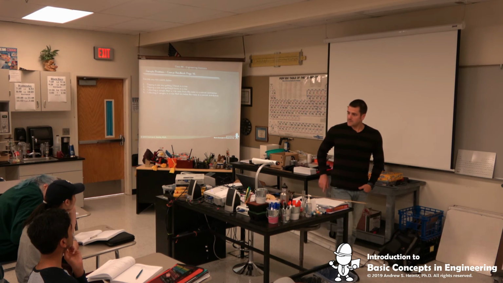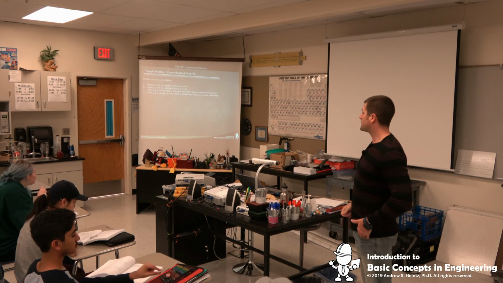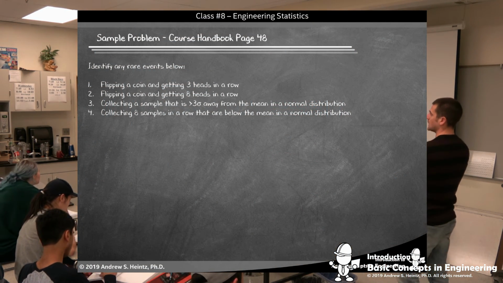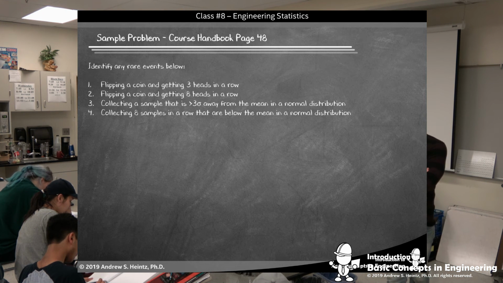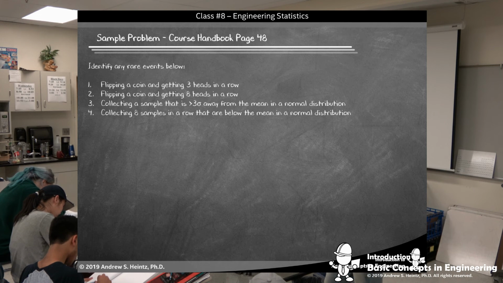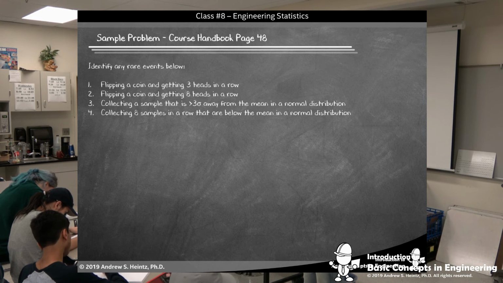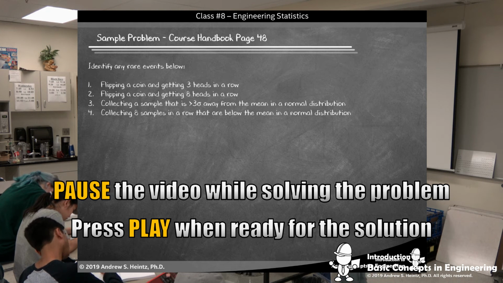So, now remember, a rare event is less than what percent? 1%. All right, so on page 48 in your book, using your normal statistics that you guys are quite familiar with, I would like you to look at the 4 events below and tell me whether they are a rare event or not. Number 1 is flipping a coin and getting 3 heads in a row. Number 2 is flipping a coin and getting 8 heads in a row. Number 3 is collecting a sample that is greater than 3 sigma away from the mean in a normal distribution. And number 4 is collecting 8 samples in a row that are below the mean in a normal distribution.